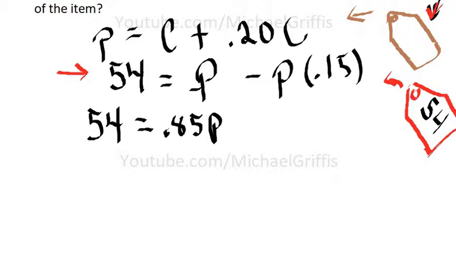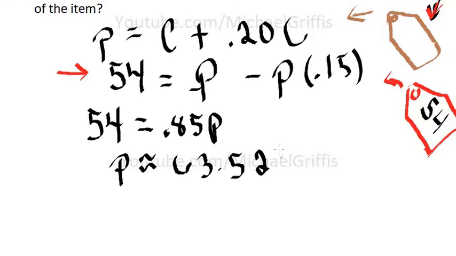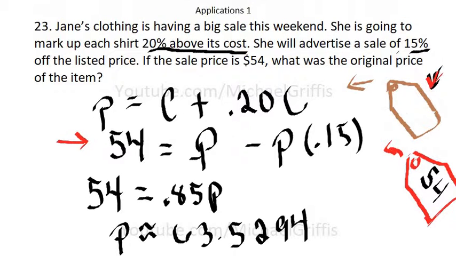And then we just solve for P in that, so it would be 54 divided by 0.85, and that gives us 63.5294. And what I'm going to do here is approximate it, but because we're going to be using this number, we're going to go out quite a few decimal places, 0.5294.